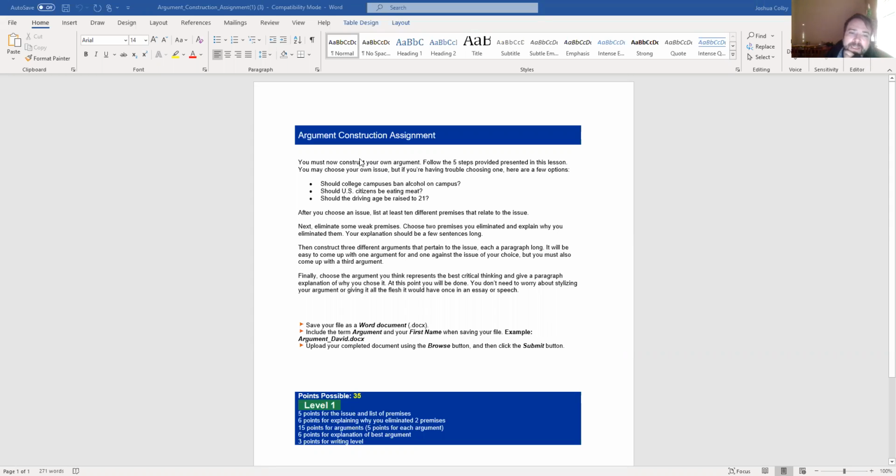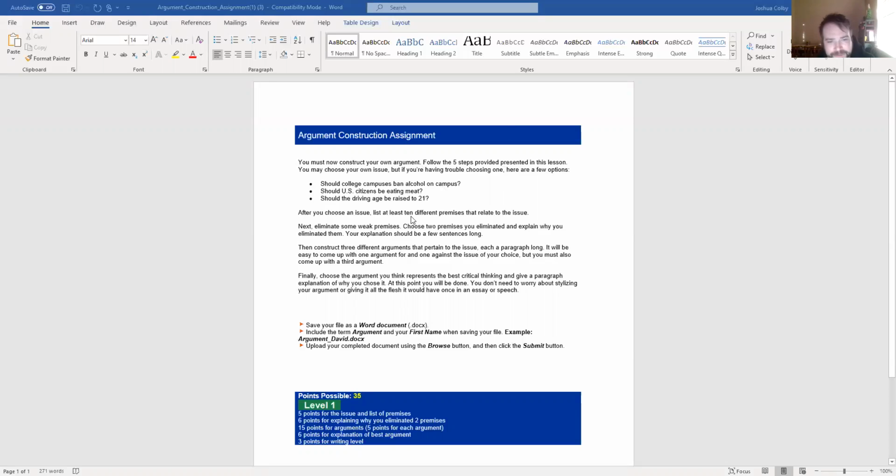So for this assignment, you must now construct your own argument. Follow the 5 steps provided in the lesson. You may choose your own issue, but if you're having trouble choosing one, here are a few options. Should college campuses ban alcohol on campus? Should U.S. citizens be eating meat? Should the driving age be raised to 21? Really, any topic that you want to use is fine, so long as it's actually controversial, meaning that there has to be at least 2 different viewpoints on it, preferably multiple viewpoints. You could argue lots of different aspects to it.